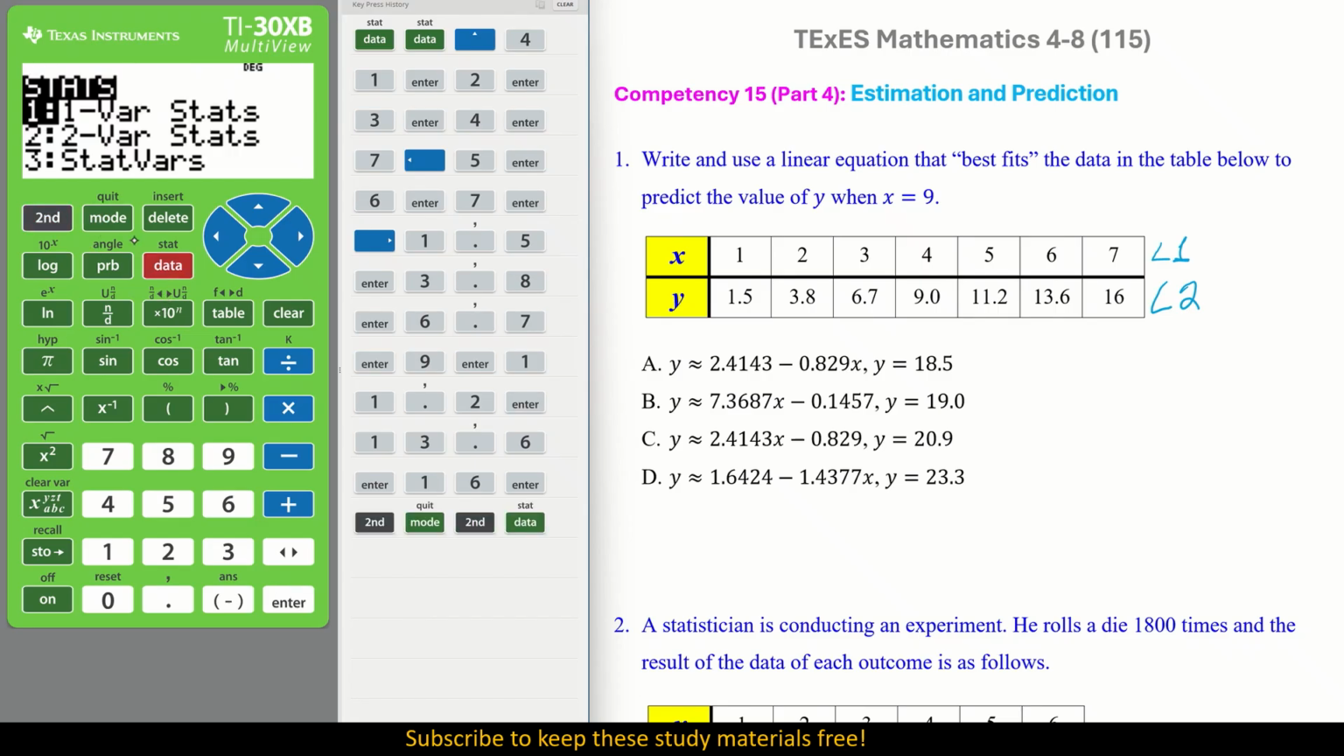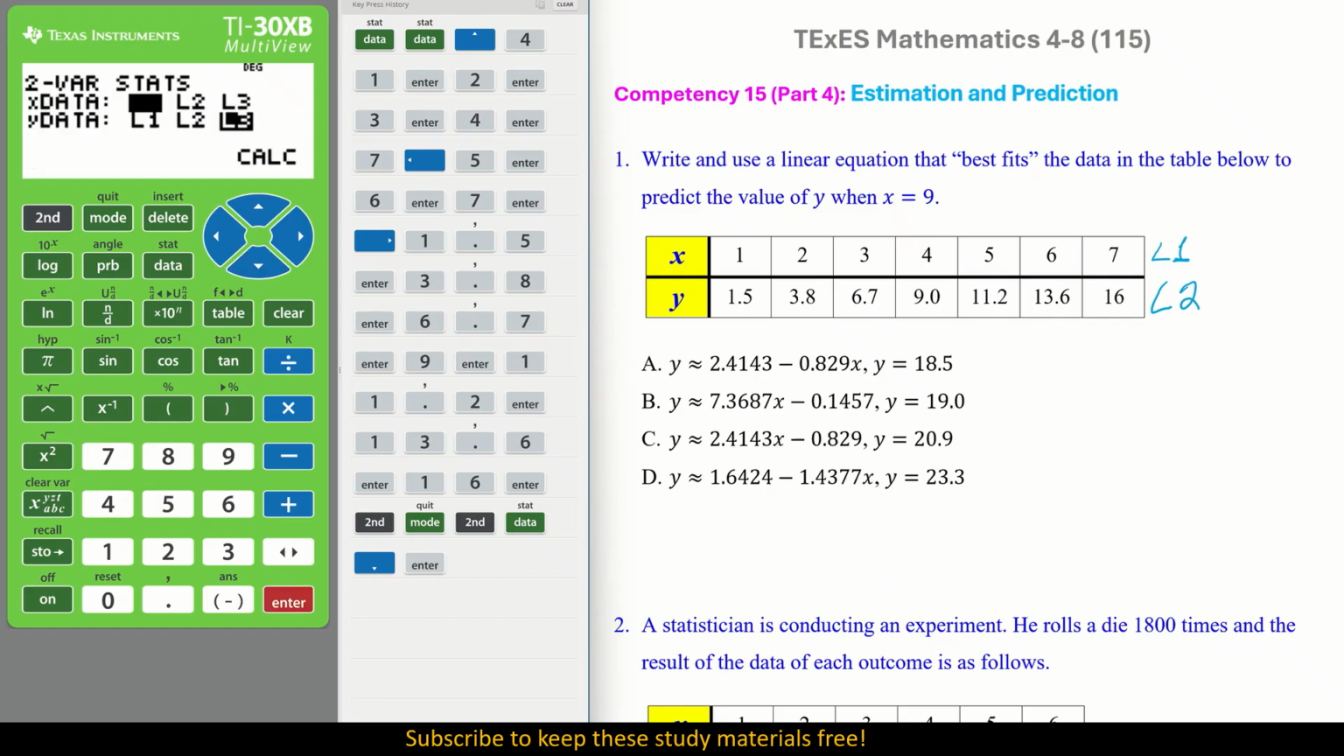Now second data gets us a stat. We want 2 vars because we are not working with a frequency table here. We are actually working with the values of x and y. Now let's push enter. The reason I say that is because we want a linear equation, so we want an A and a B. In this case, A is the slope. A equals M, which is the slope.